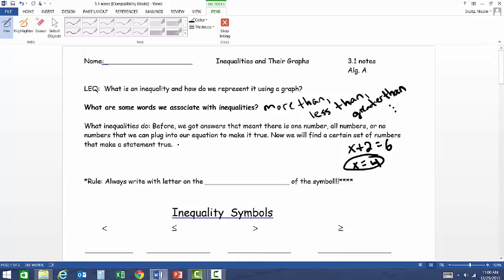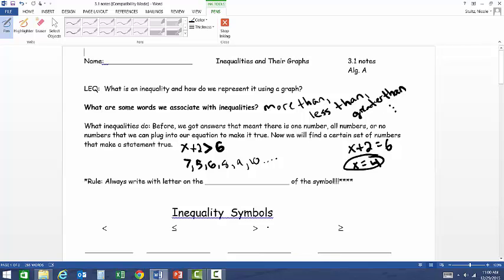What if I change the problem to this? X plus 2 is more than 6. I want you to find numbers that I can plug in for x so that my answer is more than 6. One example could be 7. 5 will work. 6, 8, 9, 10, etc. And we could really go on forever.